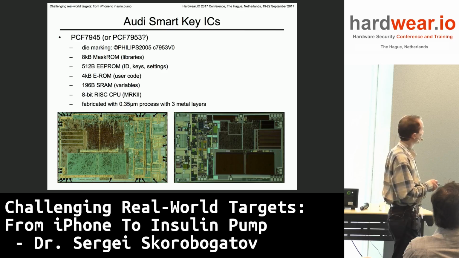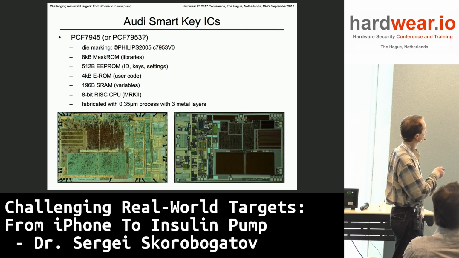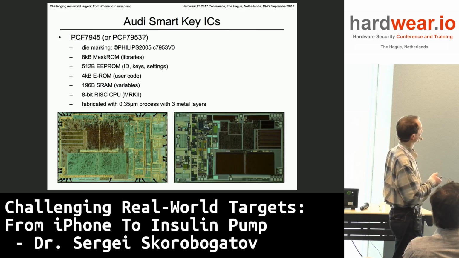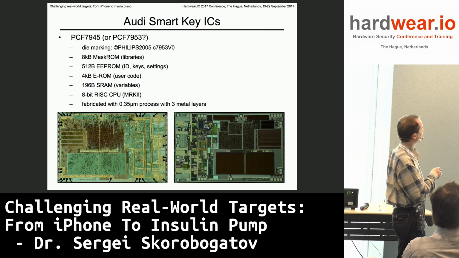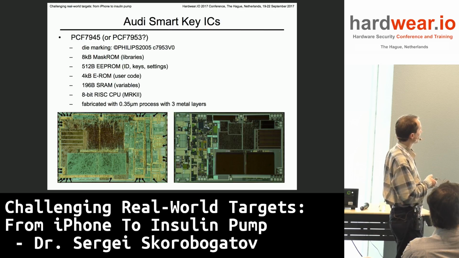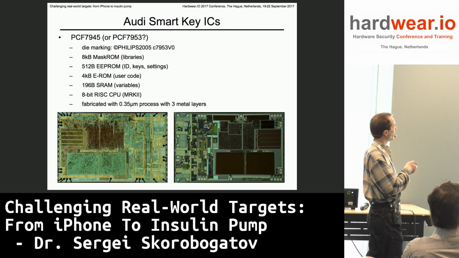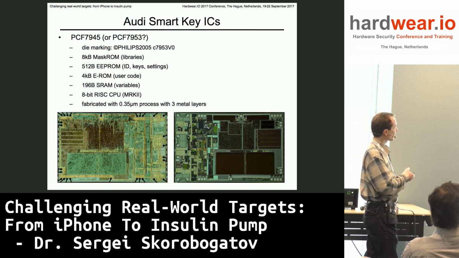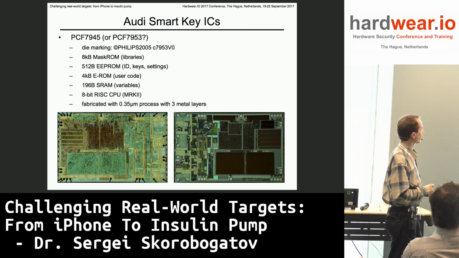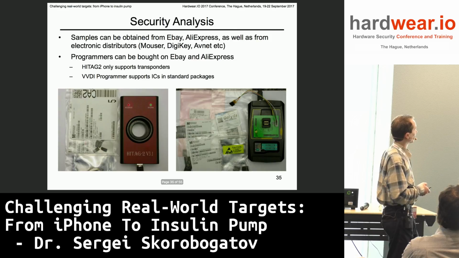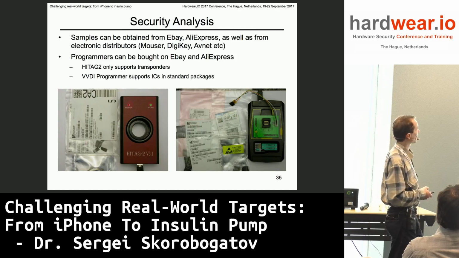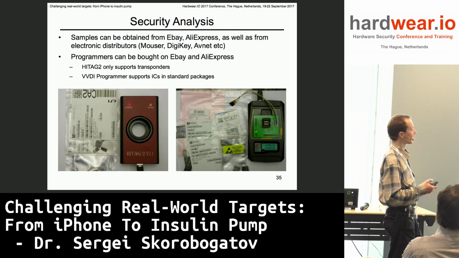Surprisingly, the chip has a different marking on the silicon die. So if on the package it says PCF 7945, on the die it says 7953. It has mask ROM, EEPROM, and what the manufacturer called EROM, but it has the same structure as EEPROM, and SRAM and CPU. And it's fabricated with quite an old 0.35 micrometer process, with 3 metal layers. So it's well outdated. And you can buy those chips on eBay and AliExpress, and also from various distributors, so getting samples is not a problem.